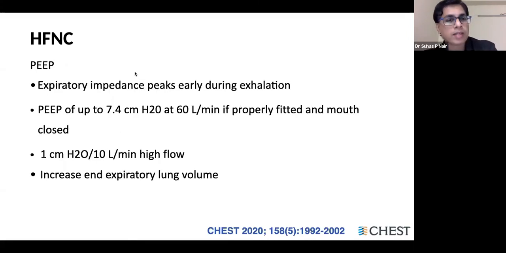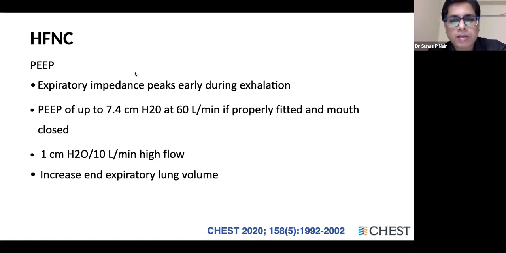Okay, and another important aspect of HFNC is the PEEP. Always during expiration there is a flow provided by the HFNC which increases the expiratory impedance. Okay, and especially it peaks during the early exhalation. The PEEP in a typical HFNC at a flow of around 70 liter per minute is around 7.4 centimeter of water, and roughly you can say it is around 1 centimeter of water of PEEP per 10 liter of flow. Okay, so it comes around 6 or 7 PEEP when you give 60 liter per minute flow.